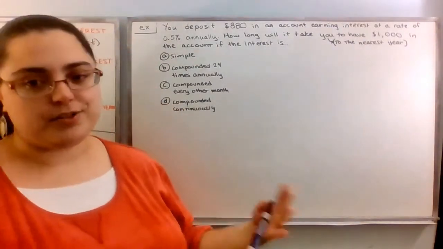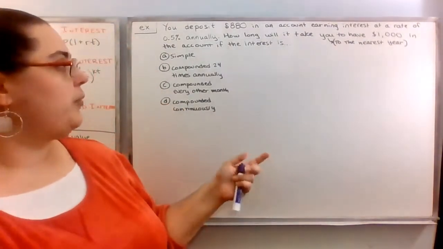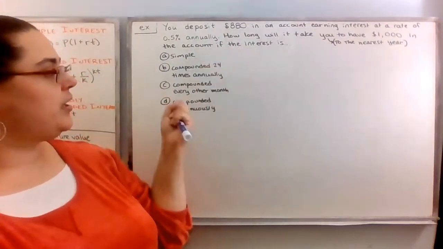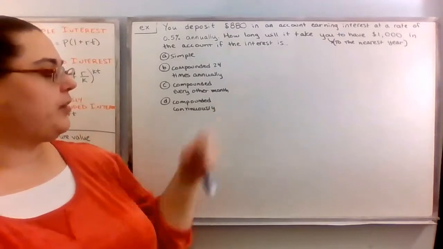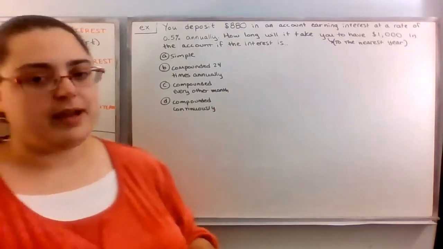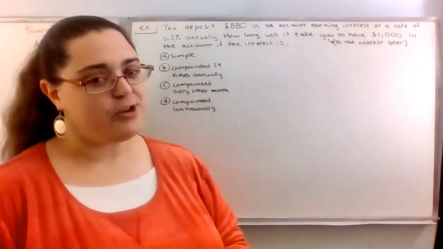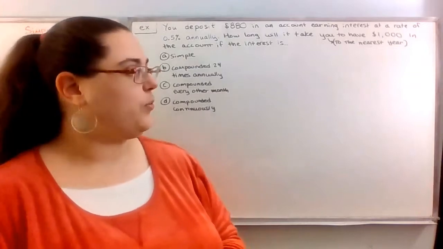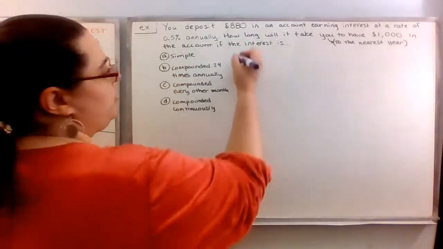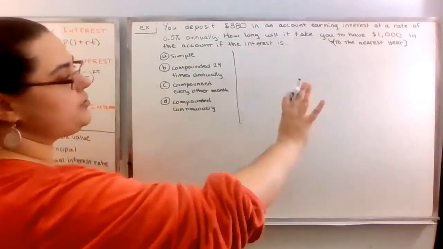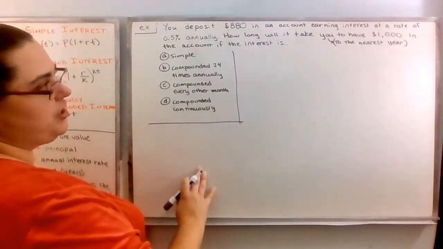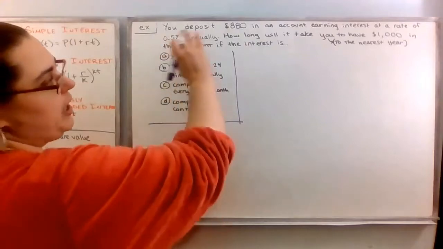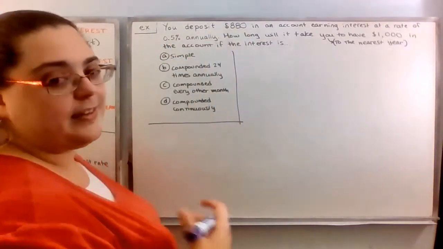So, $120 extra. If the interest is simple, compounded 24 times each year, compounded every other month, and compounded continuously. Let's go ahead and work through this. Before I use any of this, over here on the left, I'm going to summarize the information given to us. So we deposited $880 in the account.